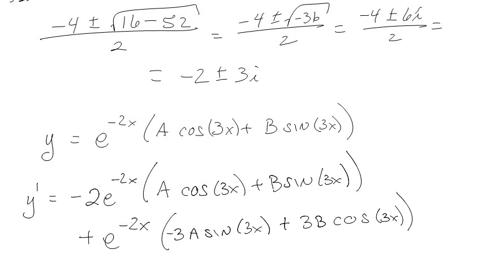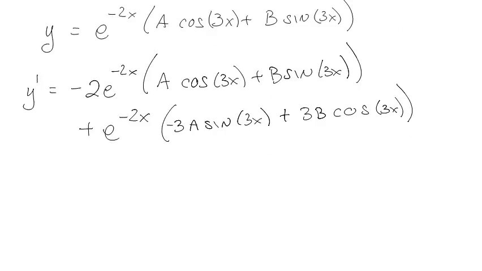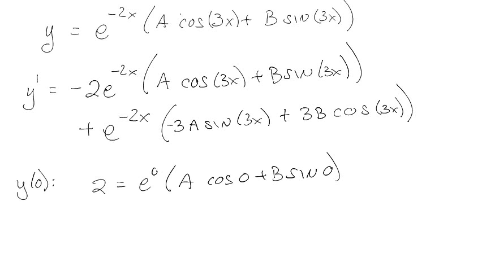Okay. Now I'm going to actually apply those initial conditions. My initial condition said that y at 0 was equal to 2. So I have e to the 0, a cosine of 0, plus b sine of 0. Sine of 0 is 0. Cosine of 0 is 1. This is 1. So that means I've got that 2 is equal to a.